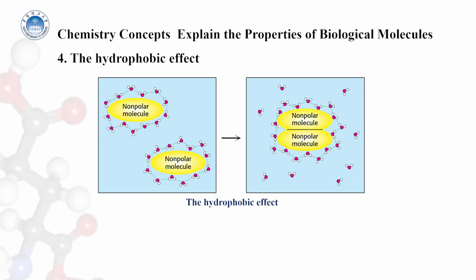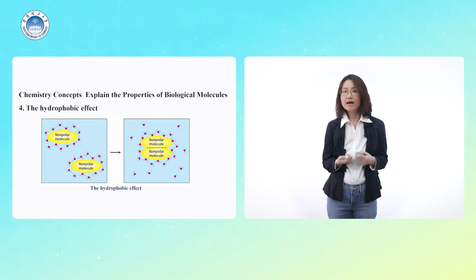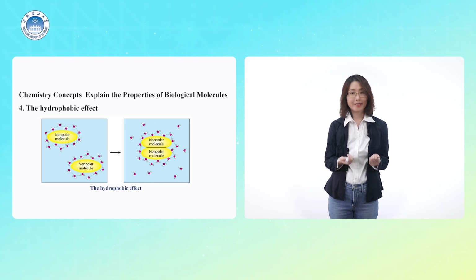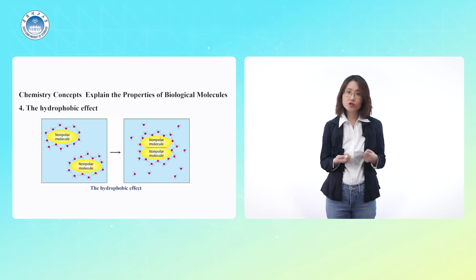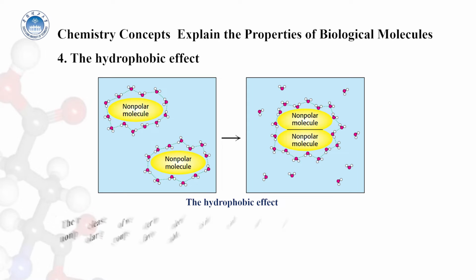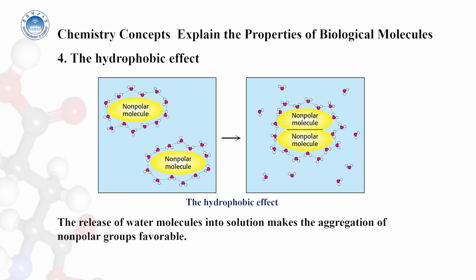Some molecules, termed nonpolar molecules, can't participate in hydrogen bonding or ionic interactions. When two such nonpolar molecules come together, some of the water molecules are released, allowing them to interact freely with bulk water. The aggregation of nonpolar groups in water leads to the release of water molecules, initially interacting with the nonpolar surface, into bulk water. The release of water molecules into solution makes the aggregation of nonpolar groups favorable.